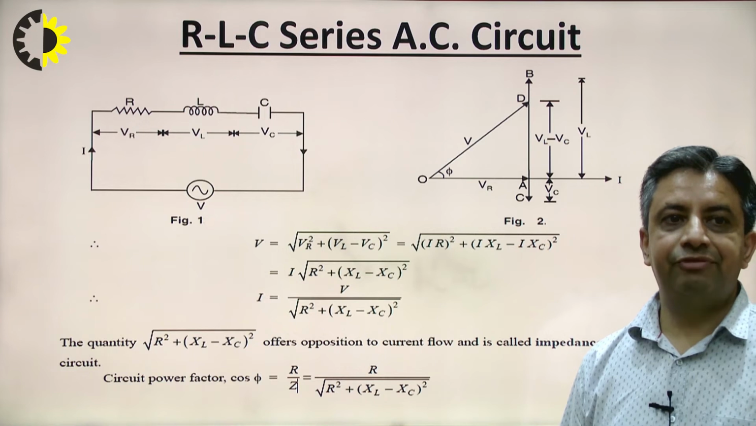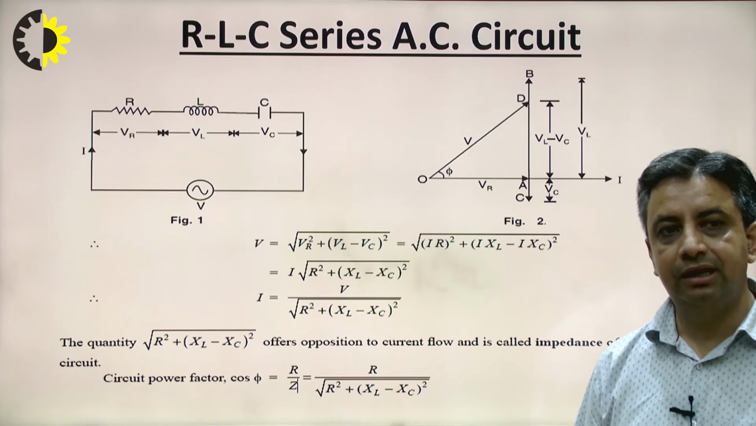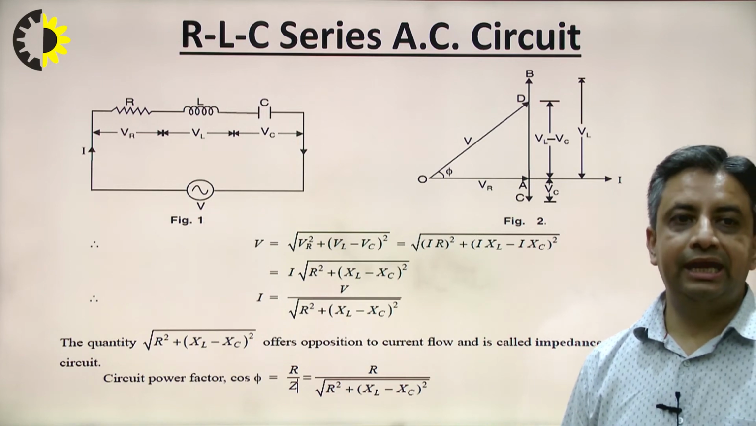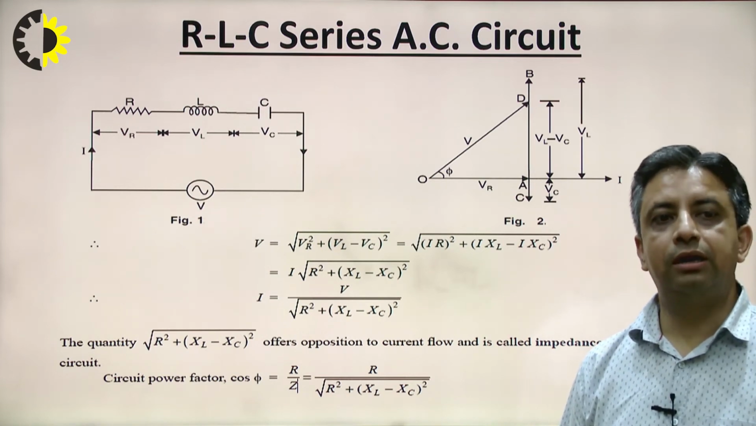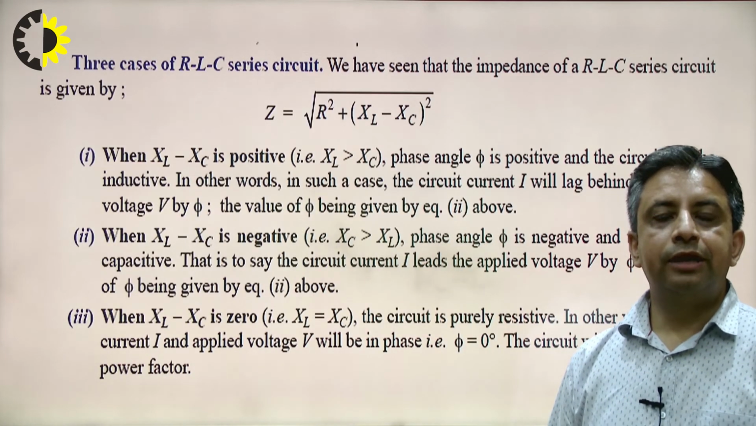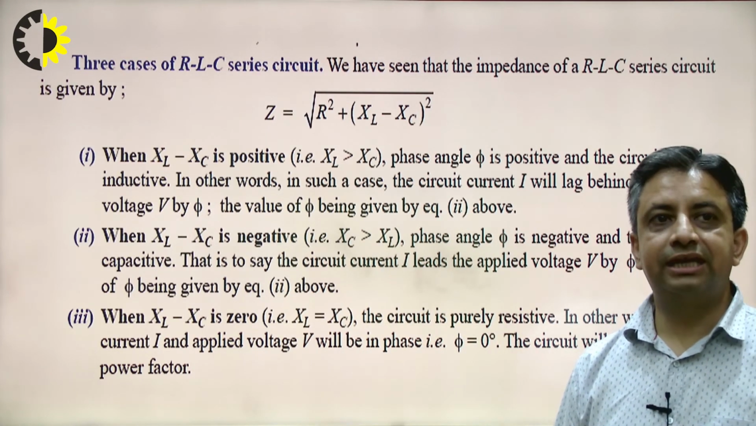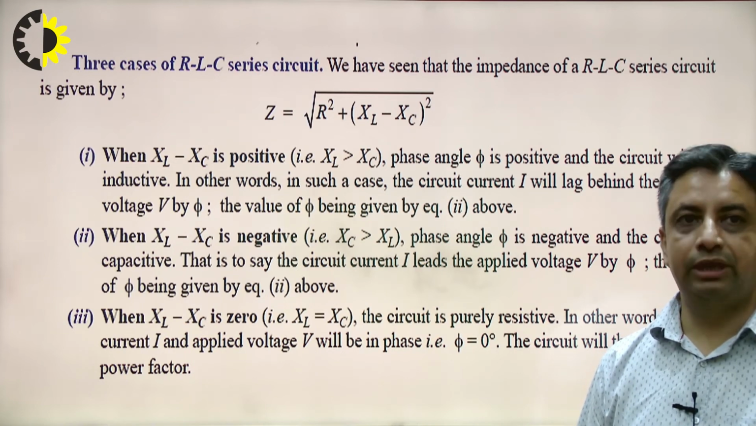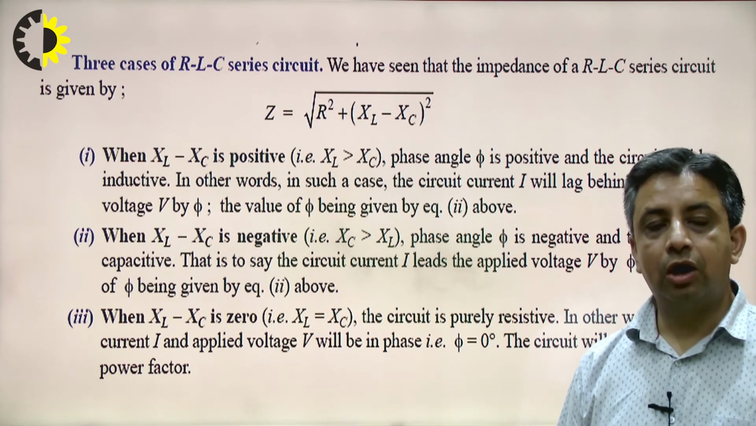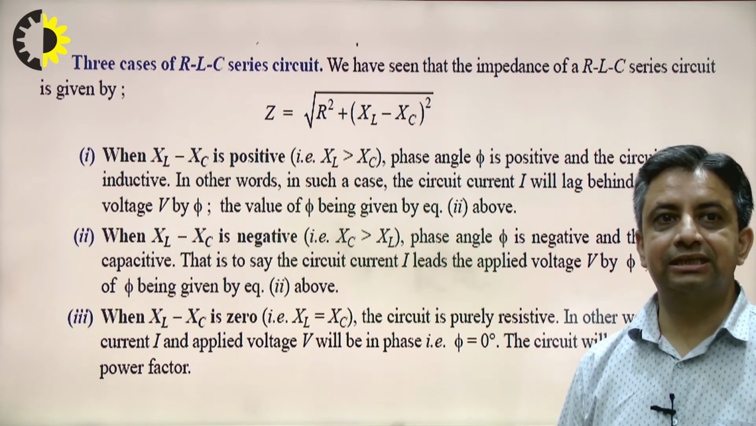And again, if we want to find out the power factor of the circuit, we can use the impedance triangle. From that we know that cos phi is equal to R by Z. So again, it will be equal to R upon under root R square plus XL minus XC whole square. Now in this case, we have three different scenarios. This particular circuit can behave as a purely resistive circuit, or as an inductive circuit, or the same circuit can behave as a capacitive circuit. So let us discuss one by one.